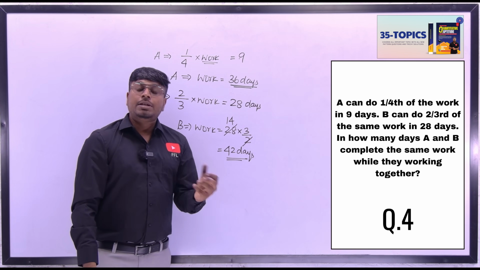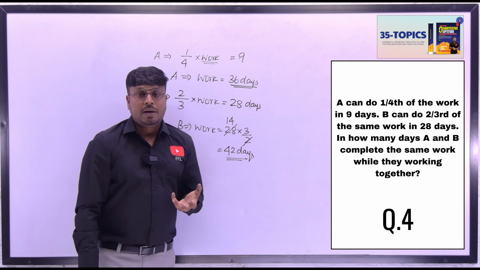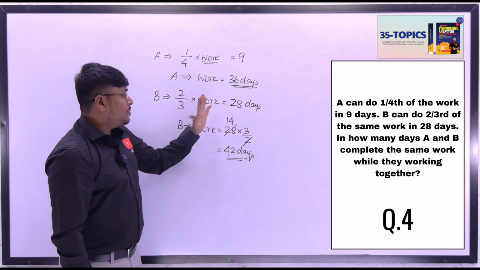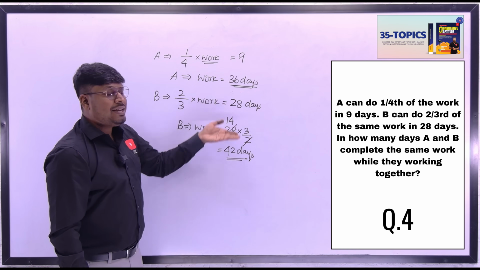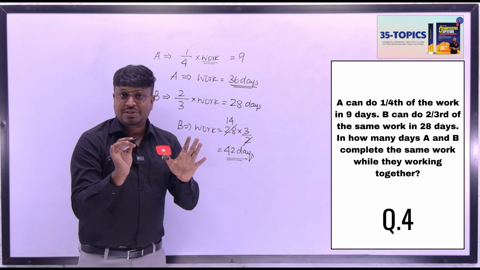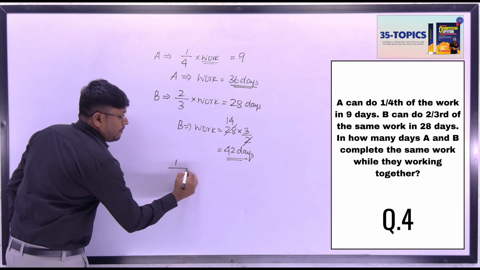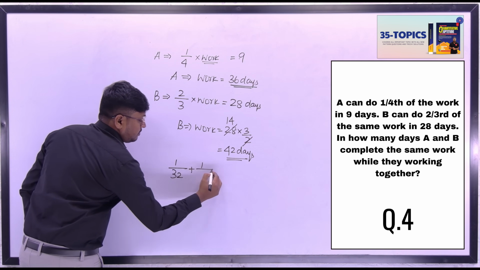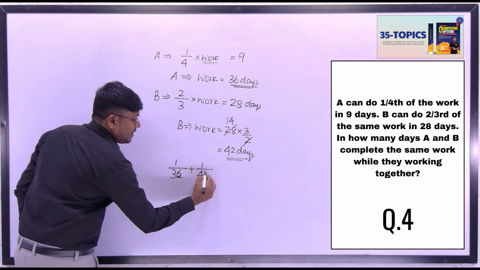So now, if both persons are working, how many days does it take to complete the work? Until then every student will be feeling it is easy. Yes, it is easy, right? We can find it easily. But taking the LCM is the main tricky part for many students. So here we need the LCM of 1 by 36 and 1 by 42, right?